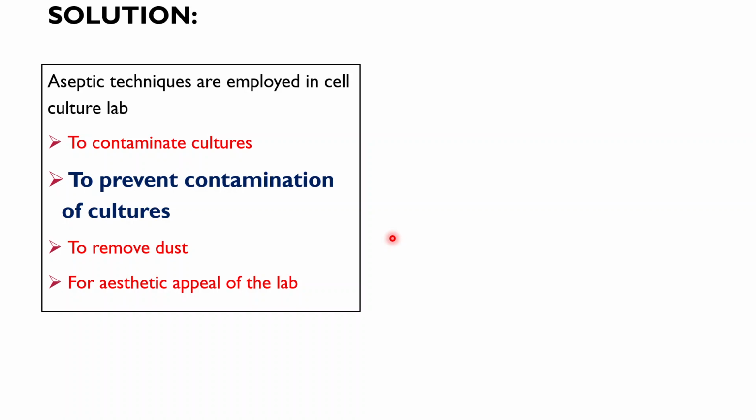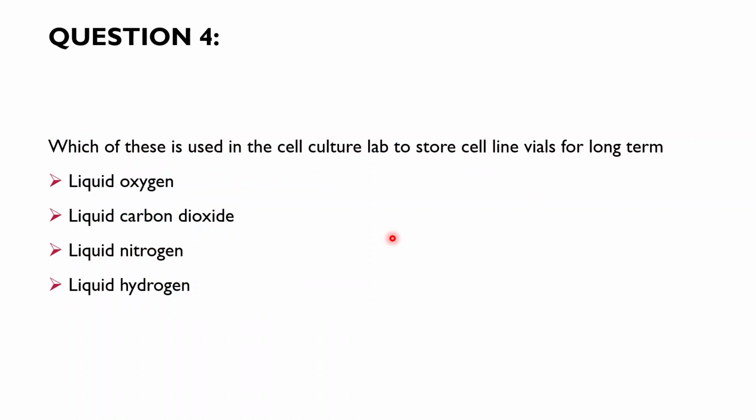Now let's move on to the next question. Which of these is used in the cell culture lab to store cell line vials for long term? Liquid oxygen, liquid carbon dioxide, liquid nitrogen, or liquid hydrogen? Again, you can use the chat box to answer, and we will see what the right option is. All of you are saying that it should be option C, that is liquid nitrogen.